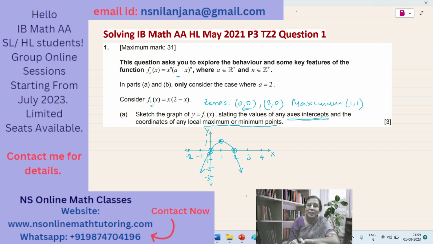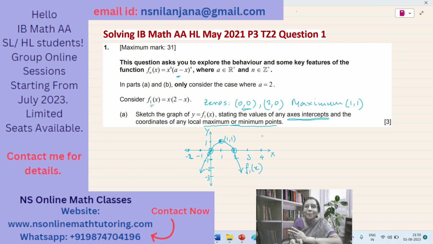Okay. Not at all a symmetrical parabola, but anyway. So this is f1 of x. This is (1, 1). Okay, so we have shown the axis intercepts. We have shown the maximum point. So we are done with subpart A and we have got 3 marks.